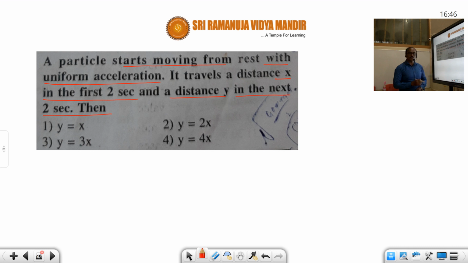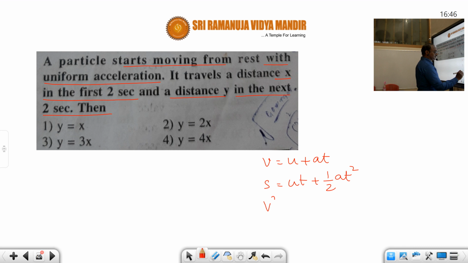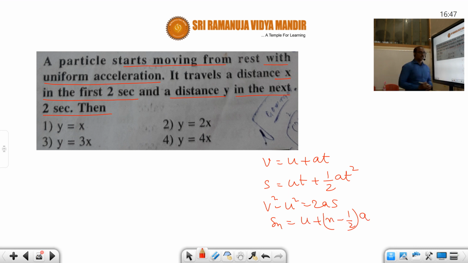So again I am writing the equations of motion. We have 4 equations of motion. The first equation is v equals u plus at. The second equation is s equals ut plus half at square. The third equation is v square minus u square equals 2as. And the fourth equation is Sn equals u plus (n minus half) into a. So these are the 4 equations. For the given problem, let us see which equation is suitable for us.